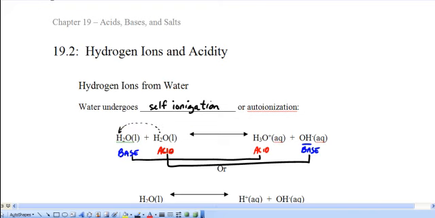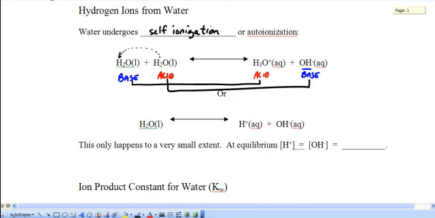Now, typically we don't write it this way. We write it the second way that you see right here, where we just say that water splits into hydrogen and hydroxide. Typically we don't write hydronium as a molecule. When you write the hydrogen ion like so in an aqueous solution, it's assumed to be hydronium. There are virtually no free protons floating around. If there are, it's incredibly small, for a very, very brief moment in time.